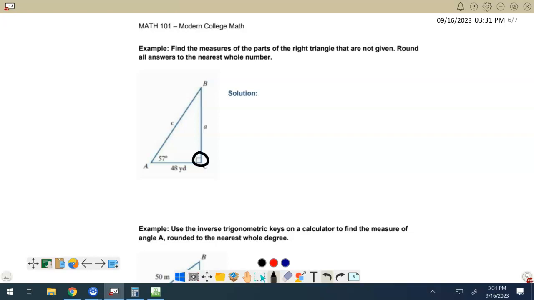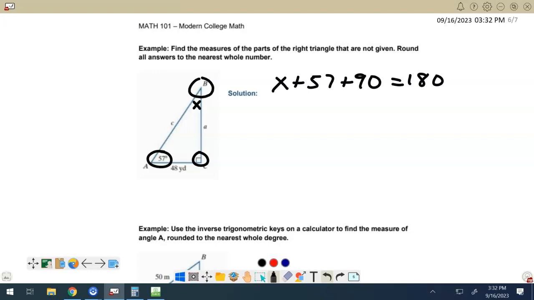Oh, now I see why C is here. That's the angle. I didn't even think about that. This is 57 degrees, so we know that one, but we don't know the measure of angle B. So we can find that like we did at the very beginning of the video. We know all three angles together have to add up to 180. So let's just call this angle X here. So we have X plus 57 plus 90, and we know that has to add up to 180 degrees. By solving this, we will find the measure of that missing angle.